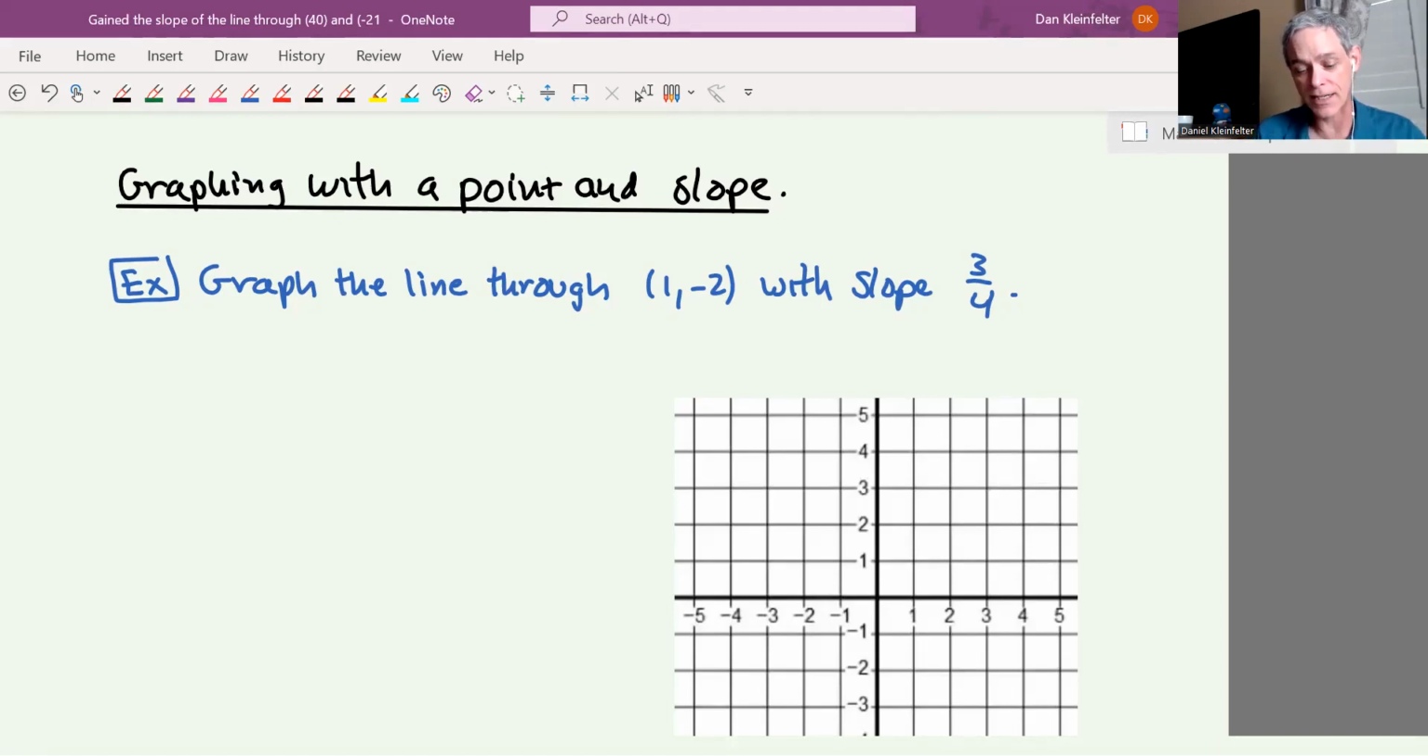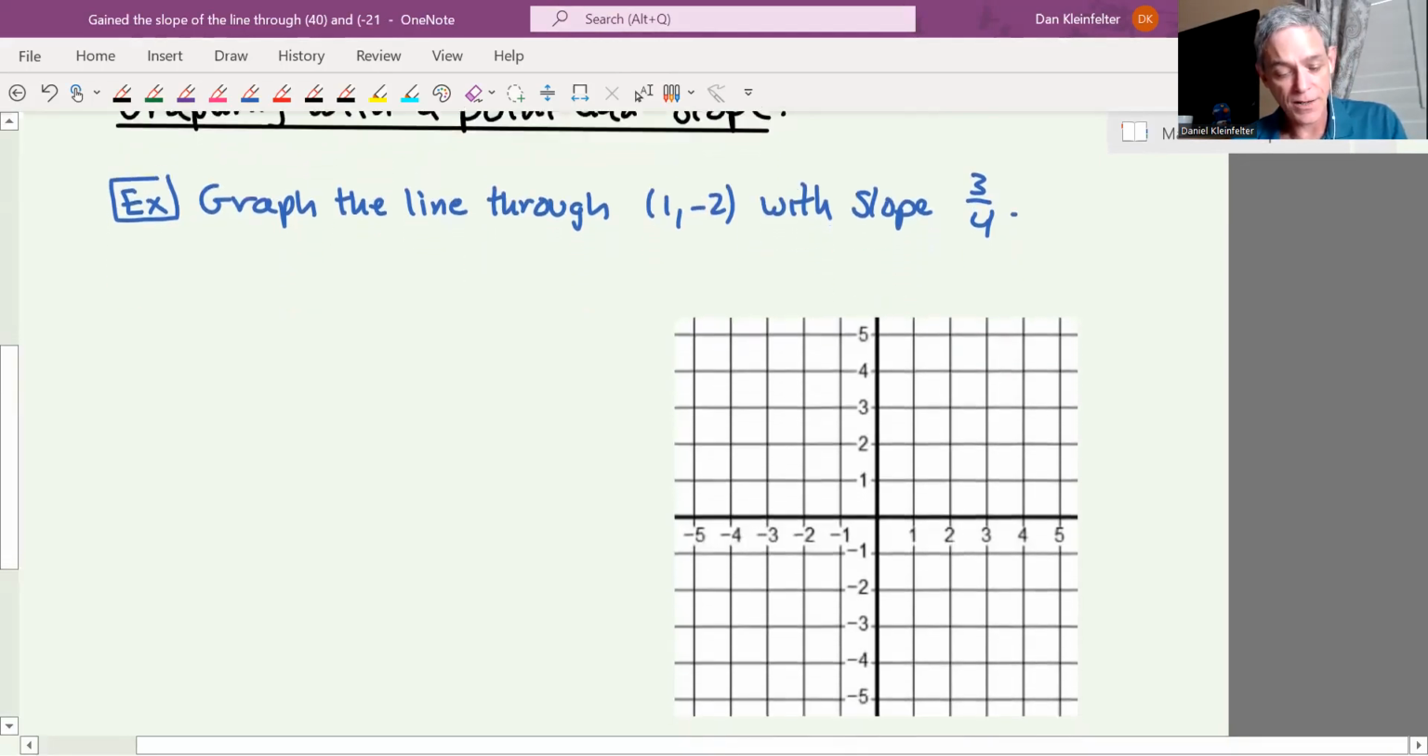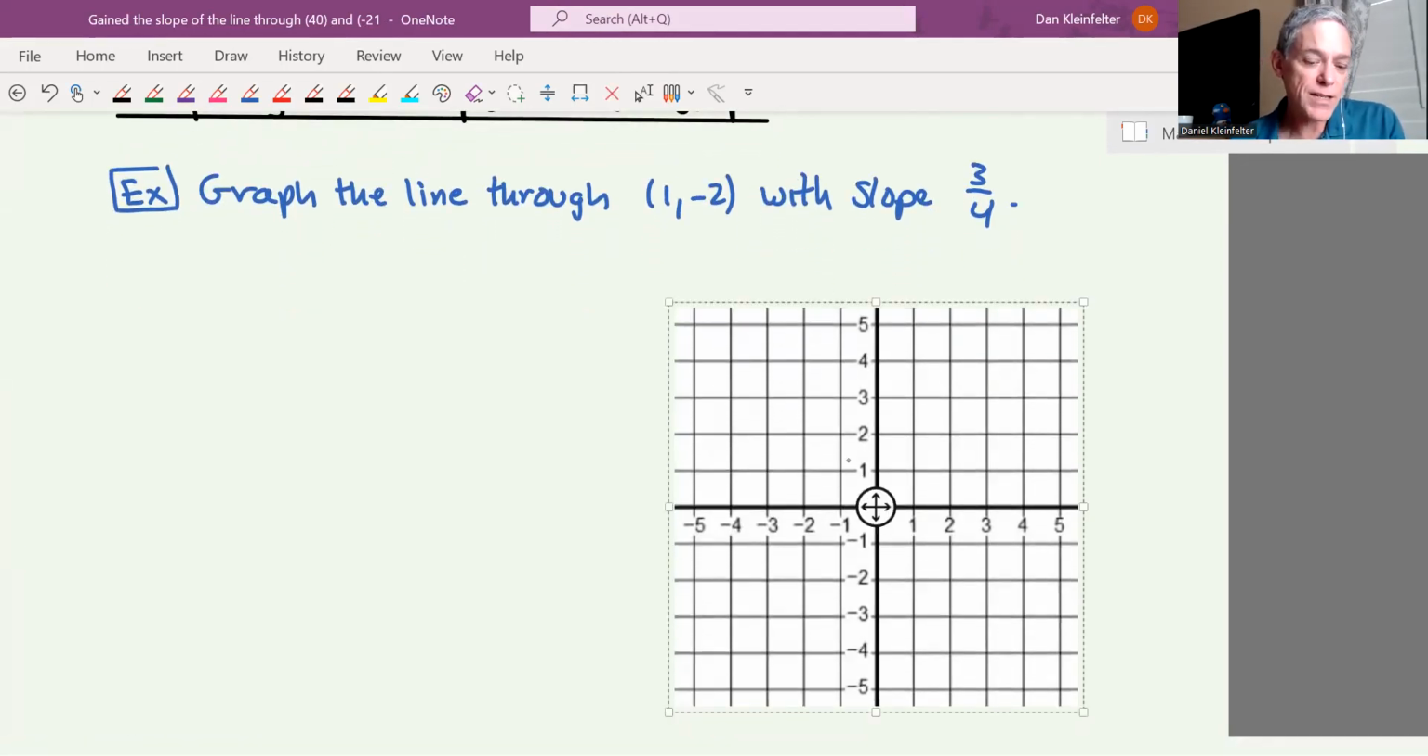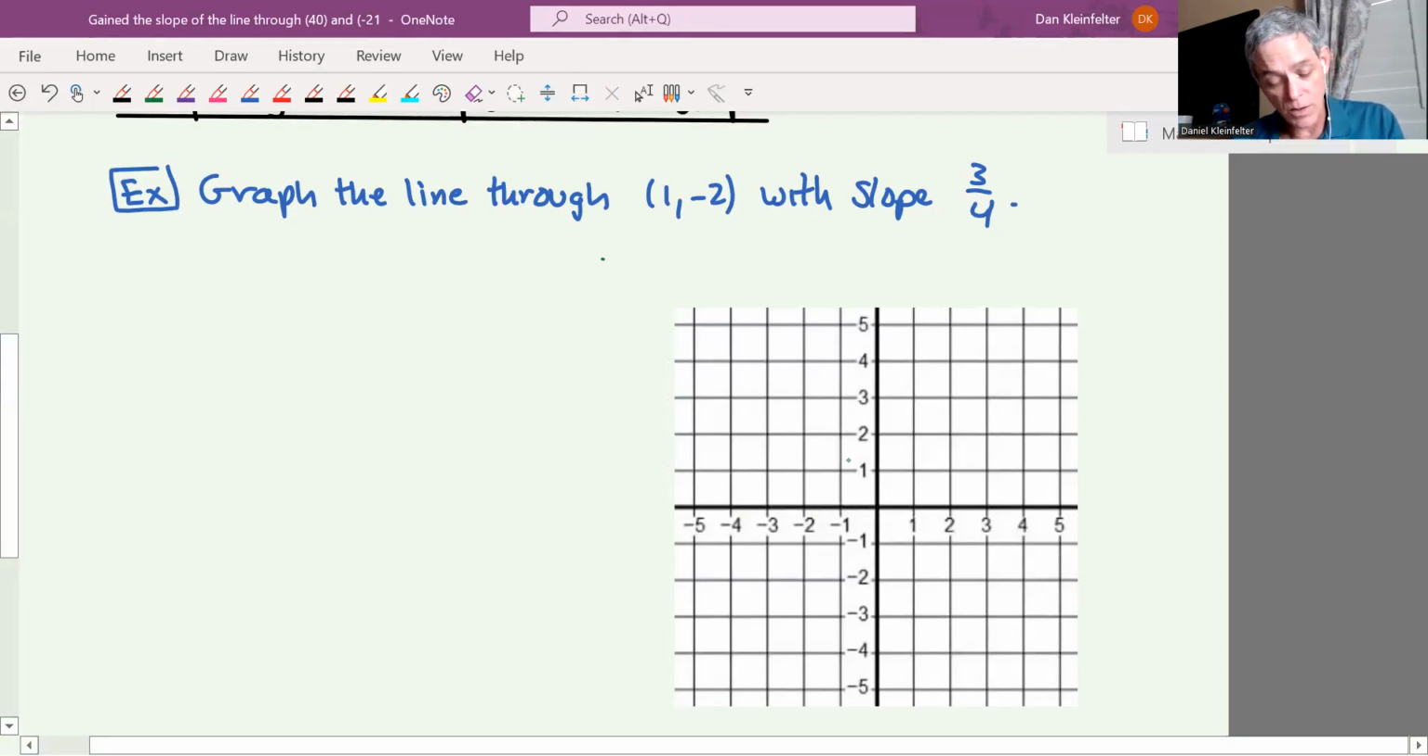You draw the 2 dots and connect the dots. How do you do it if you have the slope and a point? So let's see how this goes. So we want to graph the line that passes through the point (1, -2) and has slope 3/4. So let me go to (1, -2) and draw a dot.